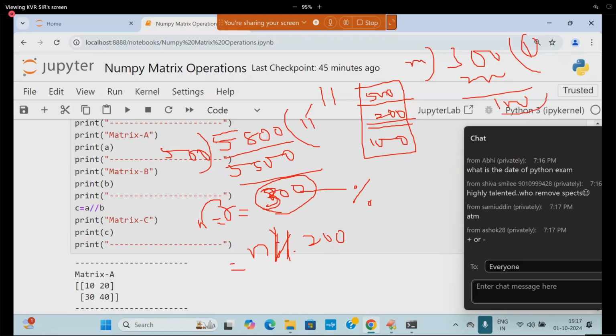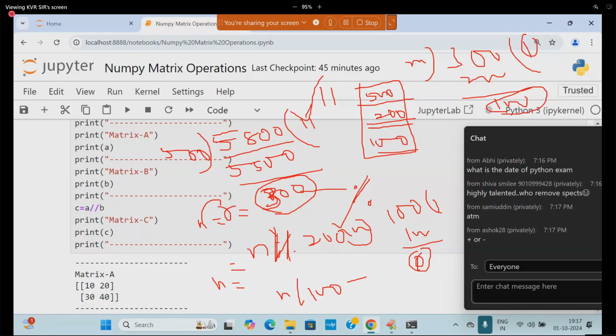Next, what is left out? That is called the remainder. That remainder I will keep in N. The next denomination is 100. N divided by 100 is going to be 1, and the remainder is going to be 0. The total amount will be coming, or not? So 11 notes of 500, one of 200, and one of 100 will be coming.